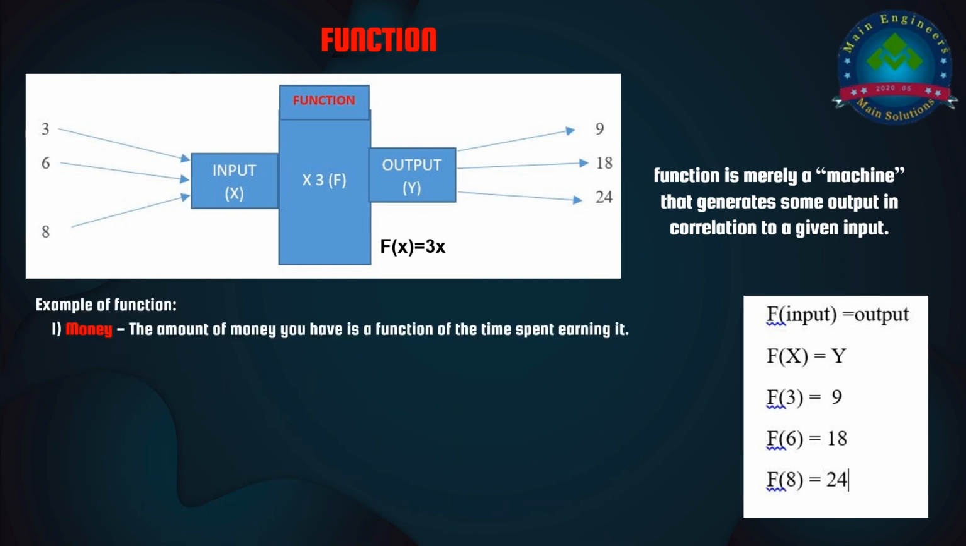So here comes money. The amount of money you have is a function of the time spent earning it. If you spend more time, that means you are earning more money. So money is a function of time. Another example is a shadow. The length of a person's shadow along the floor is a function of their height. So if the person has more height, the shadow length will be more.